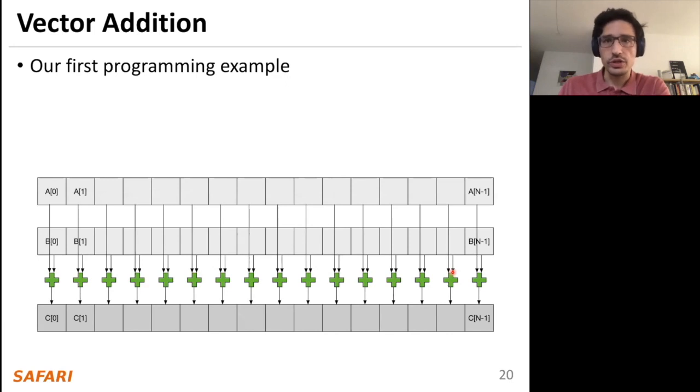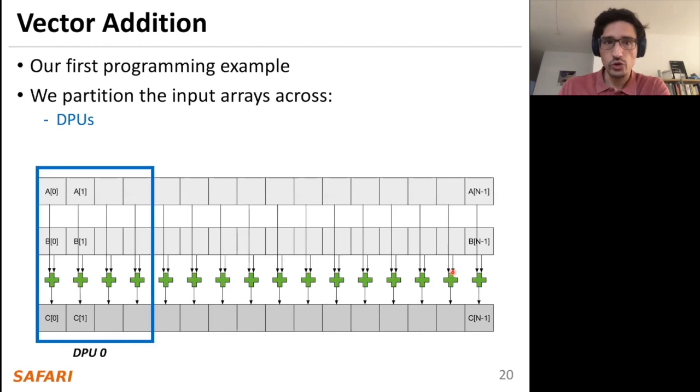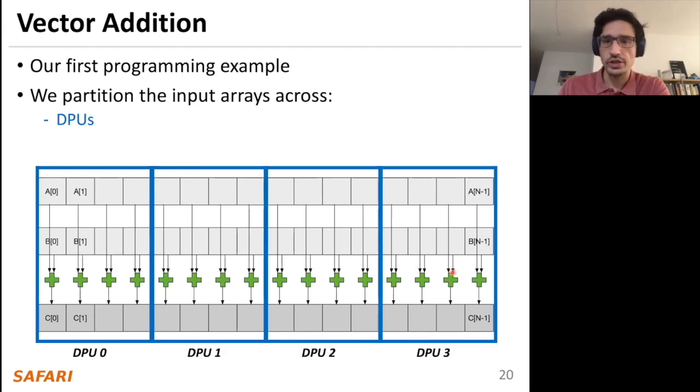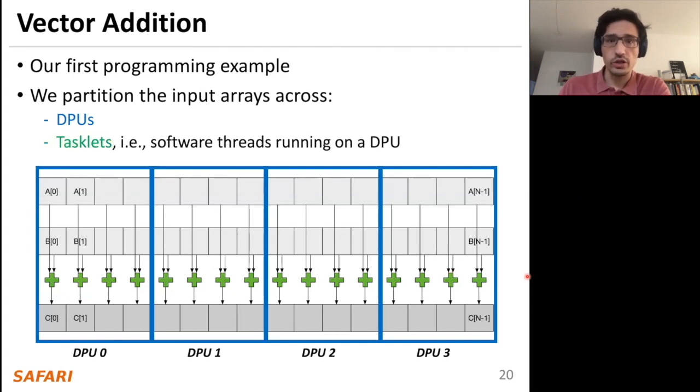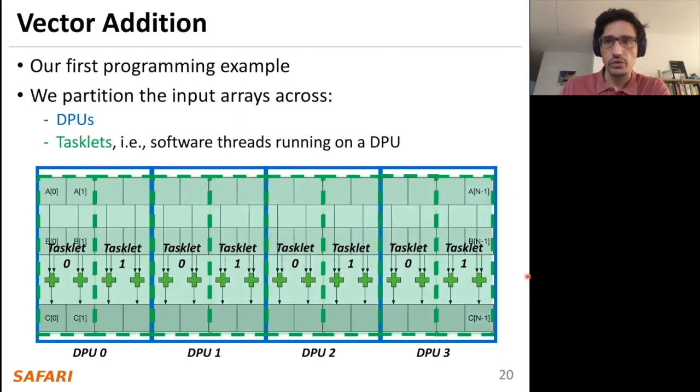The way that we are going to distribute the computation in our UPMEM system is by partitioning the input arrays across the DPUs. We divide the input arrays into as many chunks as DPUs we have in the system, for example, 4 DPUs. And then inside each of the DPUs, we are going to partition the computation across the threads that run on the DPU. These software threads are called tasklets. So for example, here we're going to assign this piece of data to tasklet 0, this one to tasklet 1, and we are going to do the same on the rest of the DPUs.